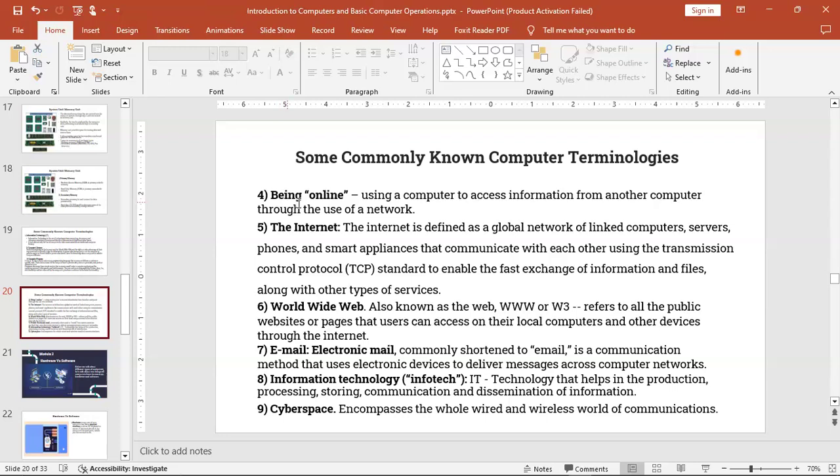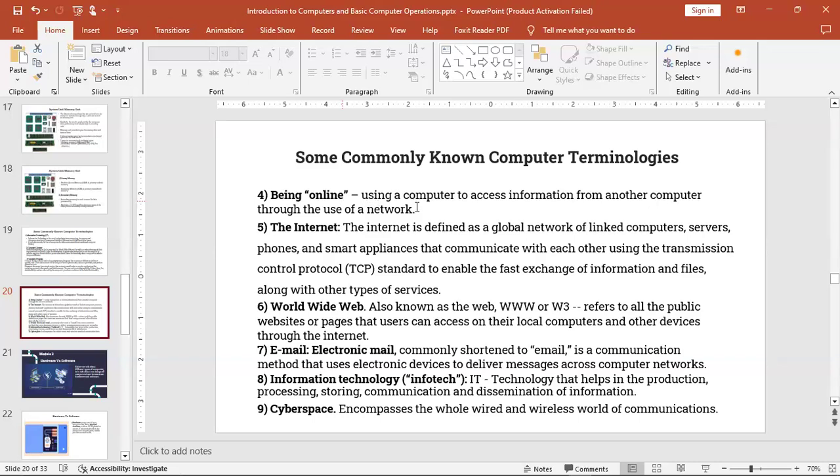The next terminology that we're going to look at is being online. What does being online mean? That is using the computer to access information from another computer through the use of a network. So currently, you and I are online. You're using a network to access my computer. You're looking at what is displayed on my screen right now. You can read what is displayed on my screen. Meanwhile, we're not physically in the same location, and we do that using the internet. So you're online because you have access to information from another computer using a network. So we are connected using a network. That's what being online means.